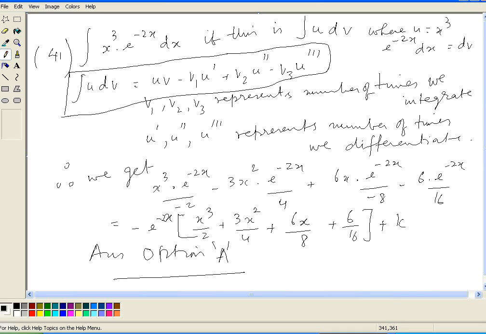Therefore we get x cube e power minus 2x by minus 2, minus 3x squared e power minus 2x by minus 2 into minus 2, which becomes plus 4, then plus 6x e power minus 2x by 4 into minus 2, which becomes minus 8, then minus, as shown in the general formula, 6 into e power minus 2x by minus 8 into minus 2, which is 16. So it is minus e power minus 2x, whole bracket, x cube by 2 plus 3x squared by 4 plus 6x by 8 plus 6 by 16 and a constant. So the answer is option A.